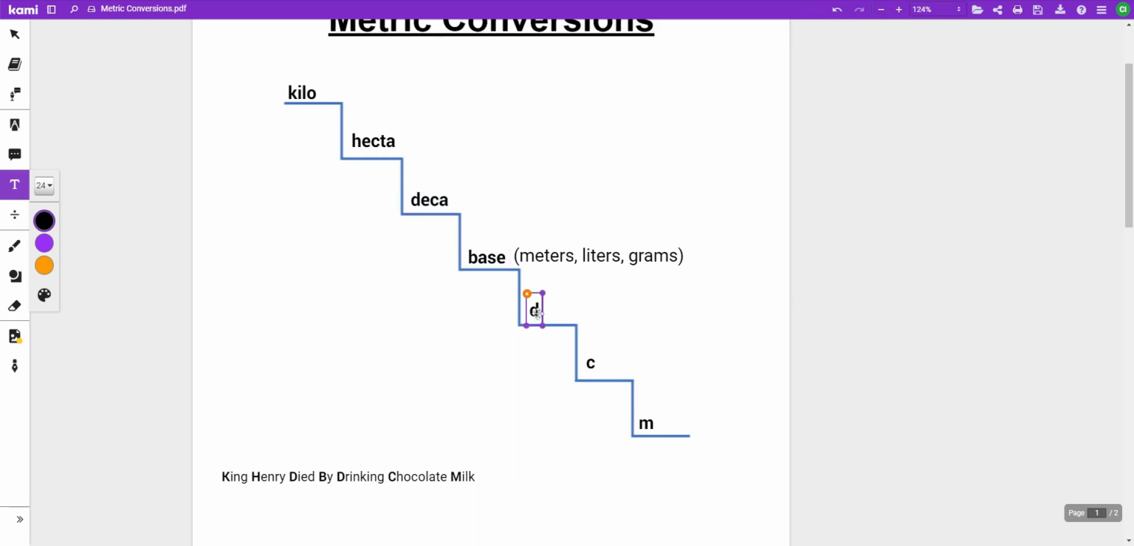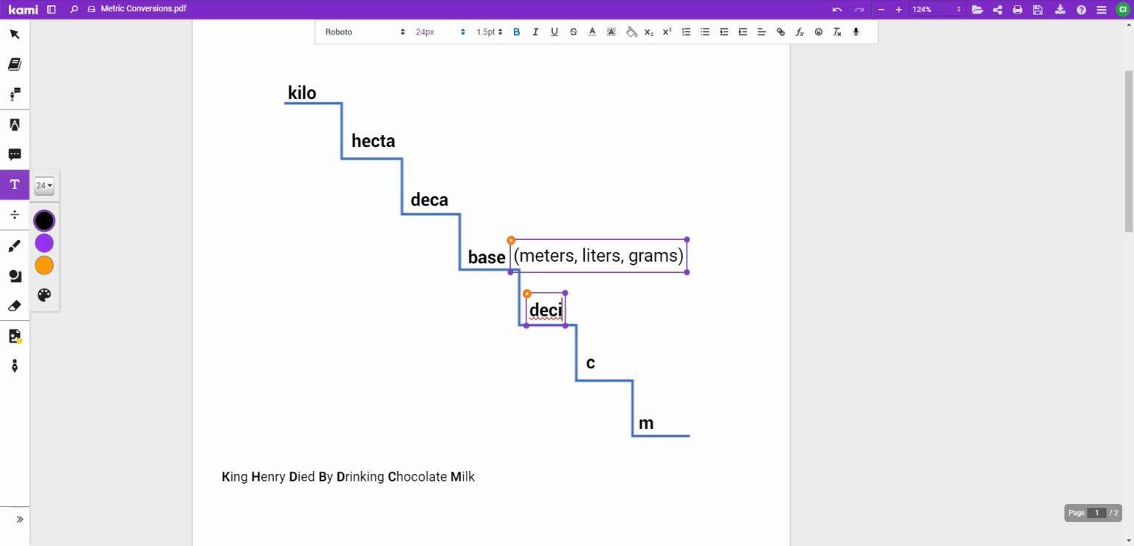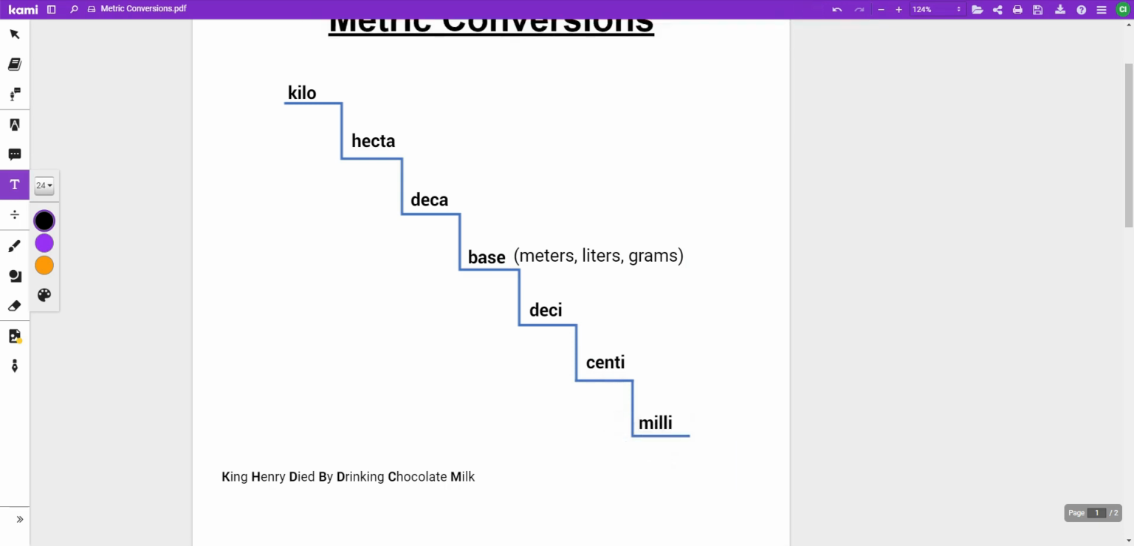Now, as we get down below base, we're going to get into much smaller units here. This first one stands for deci, so decimeter, deciliter, decigram. Centi, so centimeter, centiliter, centigram. And then milli, however you want to say it, it doesn't really matter. You've got millimeter, milliliter, or milligram. Okay, so all of these can go in front of the base.